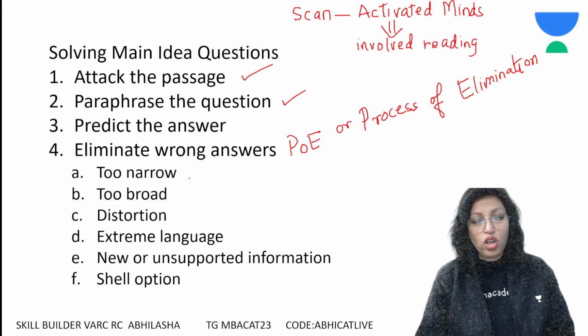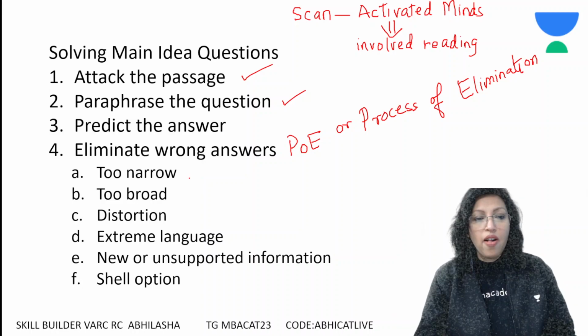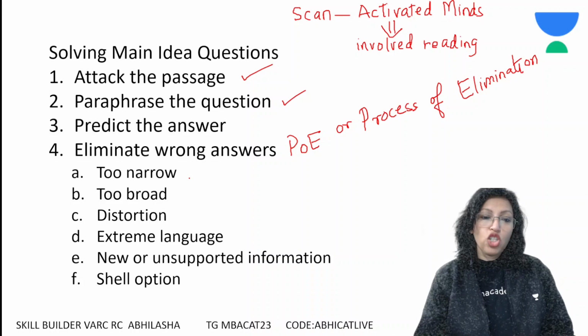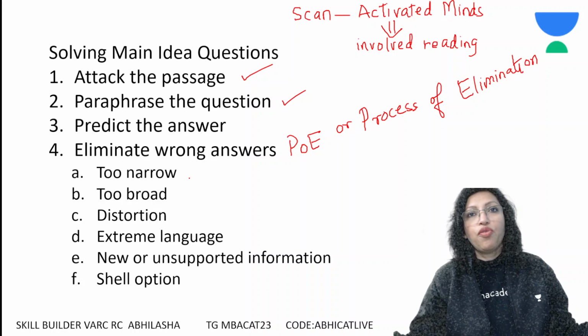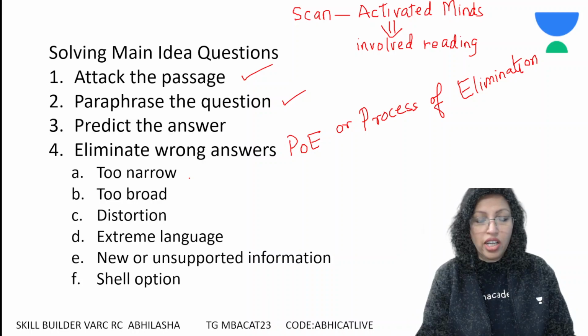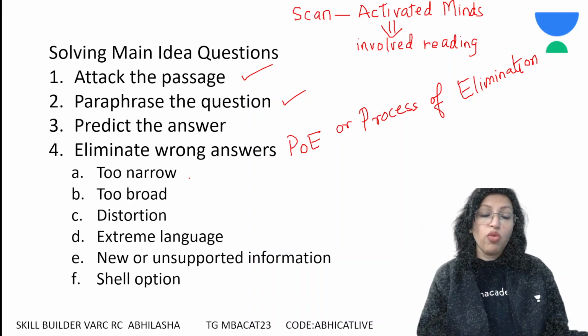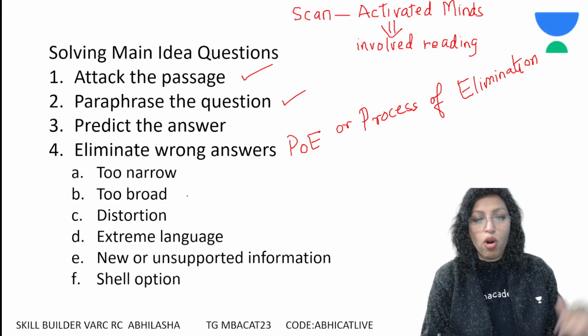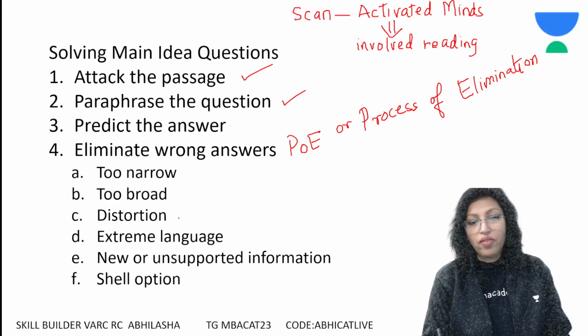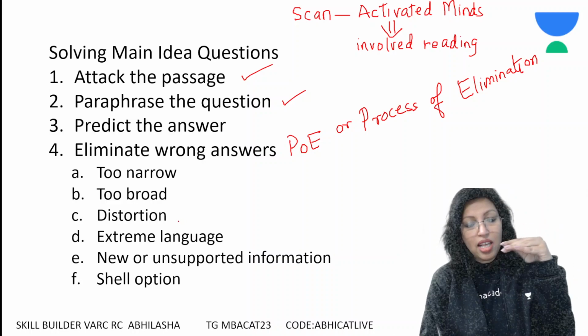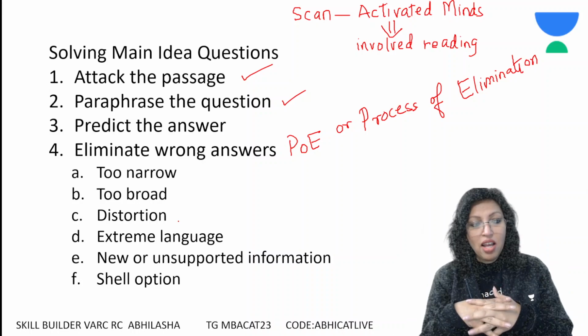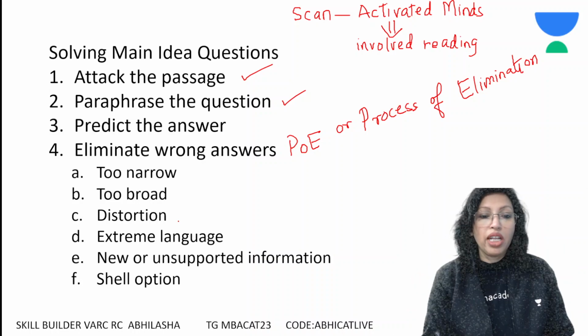Okay, too broad. The passage is talking about the Indian economy. The option is talking about the Indian economy since the last 200 years, or maybe it is talking about the world economy. Again, too broad. Okay. Distortion. In one of the options that we saw, the distortion is that some word from the passage is taken, but a little change is made to it.